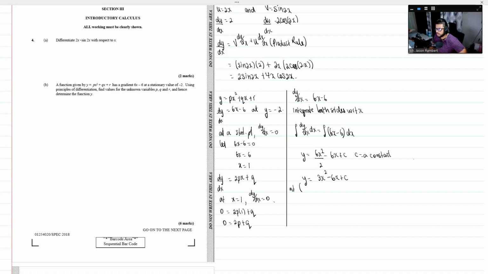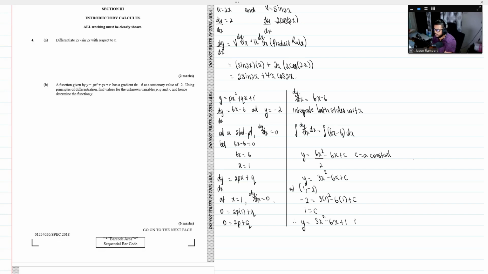At the point, what was the point? 1, minus 2. We get minus 2 is equal to 3 into 1 squared minus 6 into 1 plus c. We will get a value for c here. 3 take away 6 is minus 3. Move it across, I get plus 3. 3 minus 2 is 1, is equal to c. Therefore, y is equal to 3x squared minus 6x plus 1.